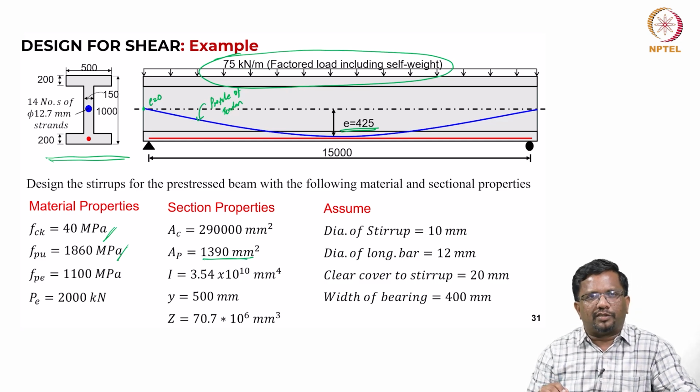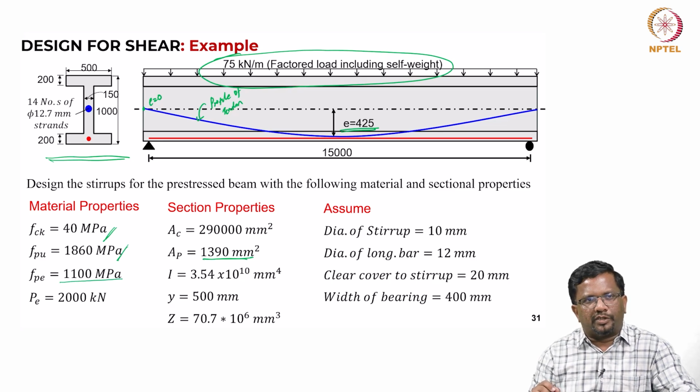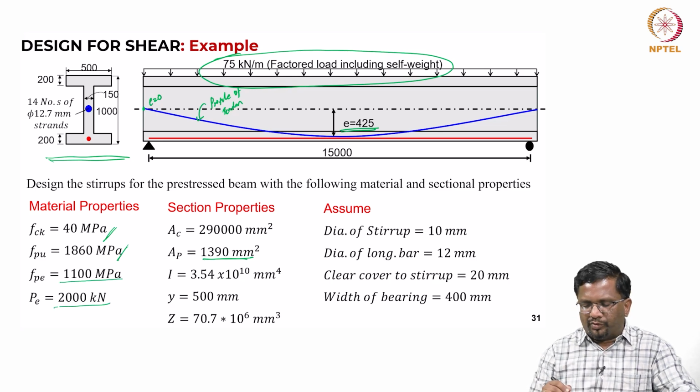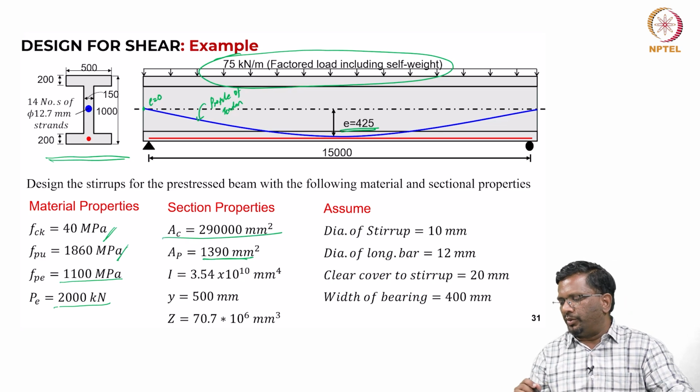1860 is the characteristic strength of steel, and effective pre-stress is taken as 1100 megapascal. Effective pre-stressing force is 2000 kilonewton, that is nothing but 1100 multiplied by the area of the pre-stressing steel. So, that works out to be 2000 kilonewton. Concrete area is 290,000 millimeter square, and so on.